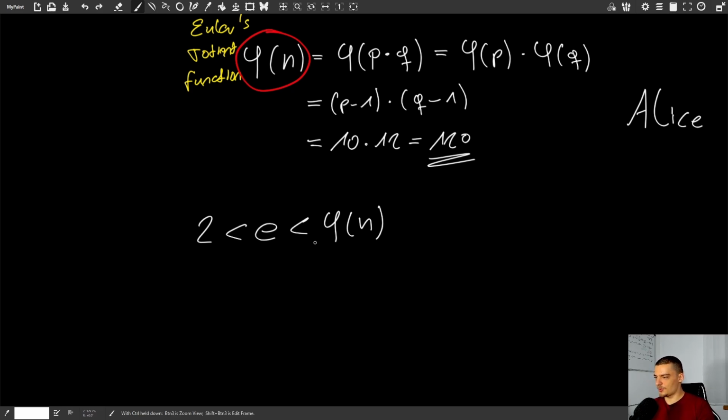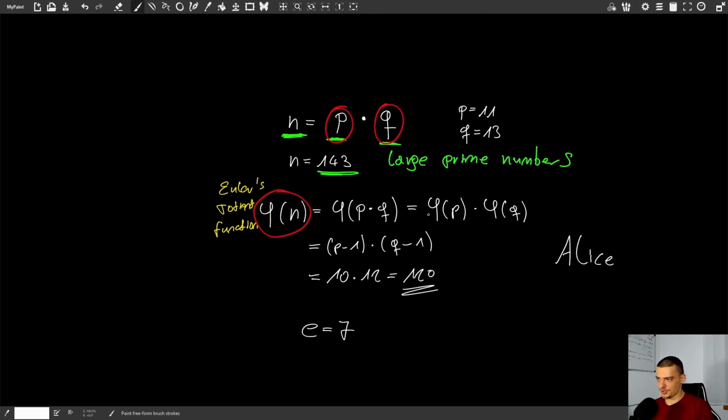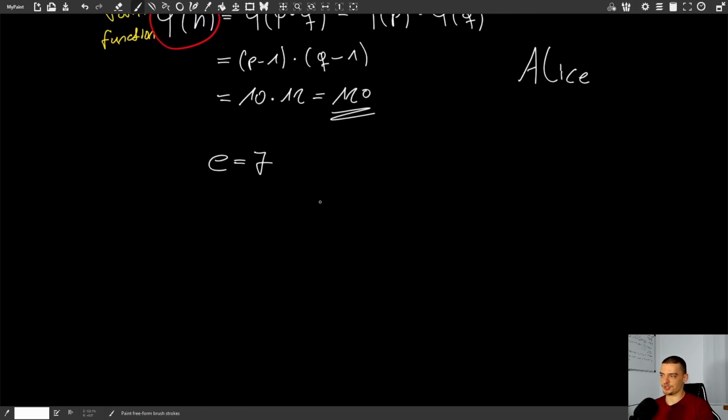All right, so I'm going to remove all of this here again. E is 7. 7 is less than 120, it's larger than 2, and it's coprime to 120. So this now is our public key. Again, we're working with very small numbers. Usually this number is going to be quite large. Now it's just 7. So 7 is our public key.